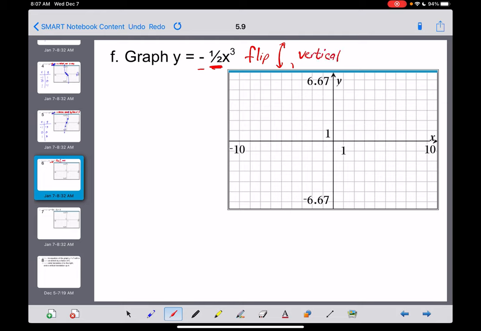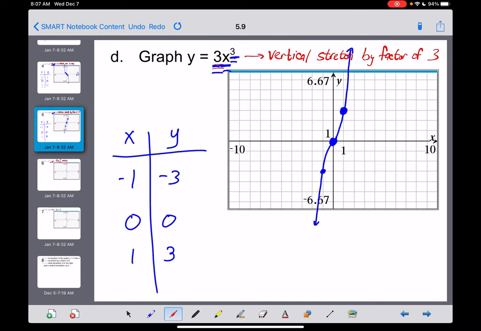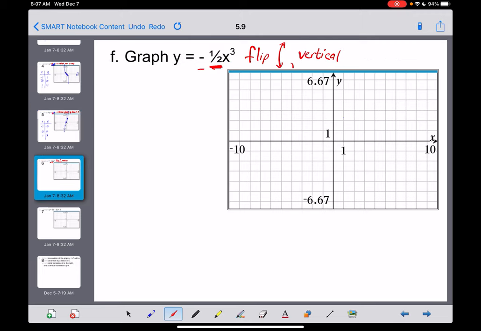And in the previous example, when we had a 3 out in front, we called that a vertical stretch because that 3 is larger than the normal coefficient, which is 1. In this case, that 1/2 is smaller than 1. That's going to give us what's called a vertical compression. This graph is actually going to be shorter than a normal graph is. And a graph that's shorter gives the appearance of being wider.